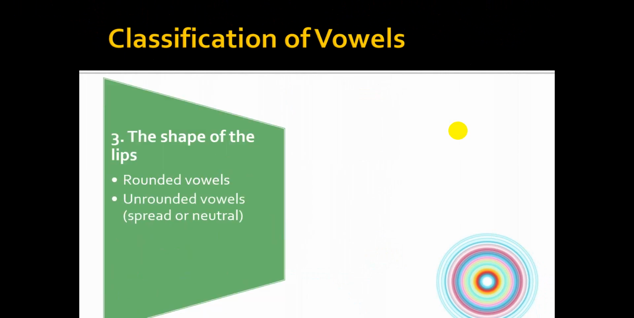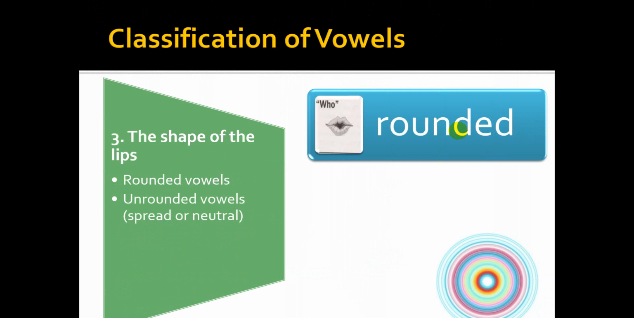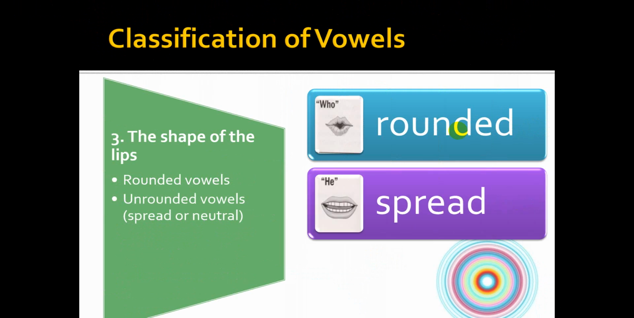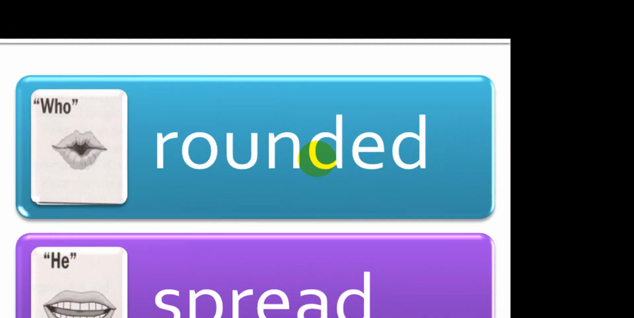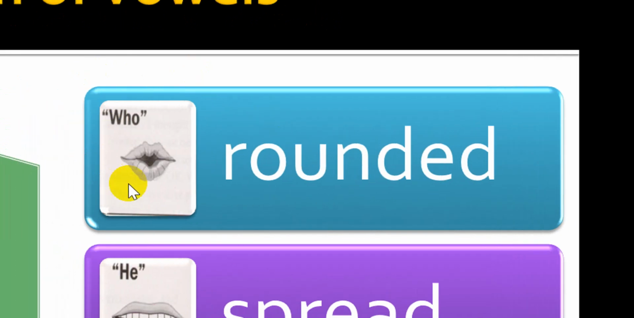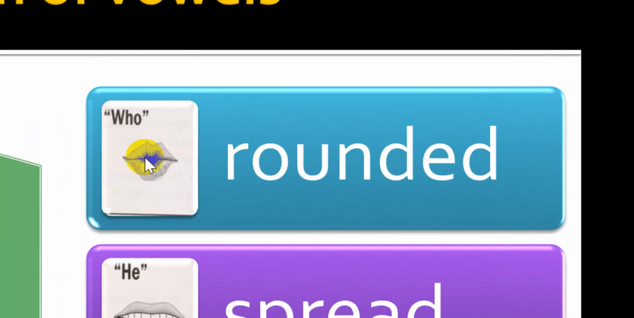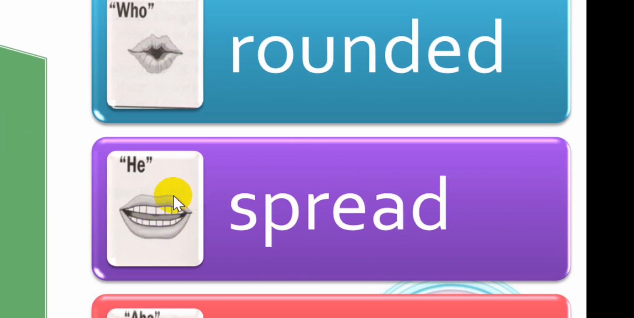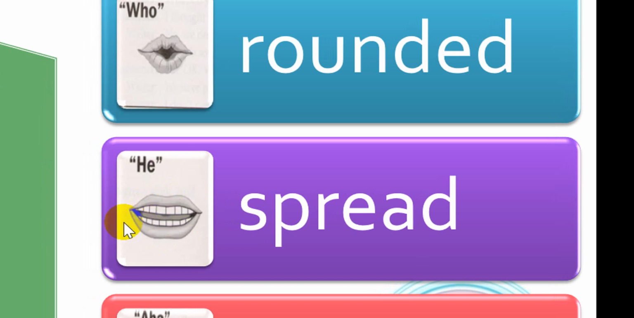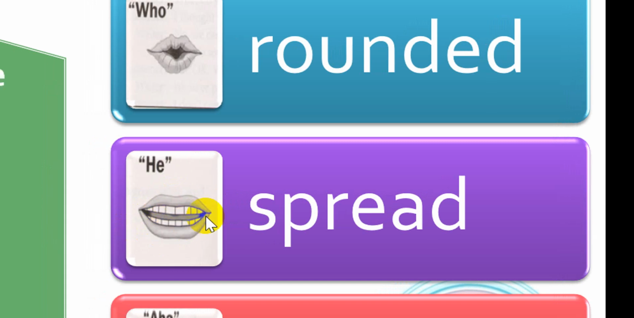The third classification is the shape of the lips. The shape of the lips can be rounded or unrounded. Unrounded can be spread or neutral. When we produce back vowels, for example U, as in the word who, the lips are shaped roundedly. But when we produce the sound he, the mouth is spread. The lips are spread, so it belongs to unrounded.